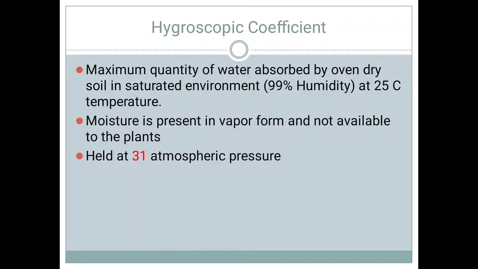Next is hygroscopic coefficient. Here, as per our definition, percent moisture expressed on oven dry basis. Maximum quantity of water absorbed by oven dry soil in a saturated environment. Maximum water absorbed by oven dry soil. We have to dry the soil in an oven, and after drying the soil, whatever moisture is held by that soil in a saturated environment, that is 99% humidity and 25 degrees Celsius temperature. So in these two conditions, whatever water is held by oven dry soil is called the hygroscopic coefficient.